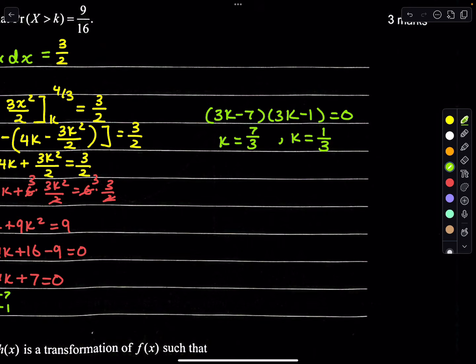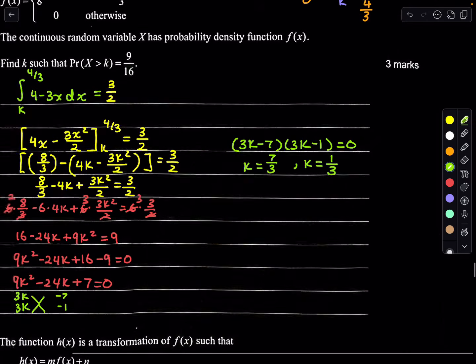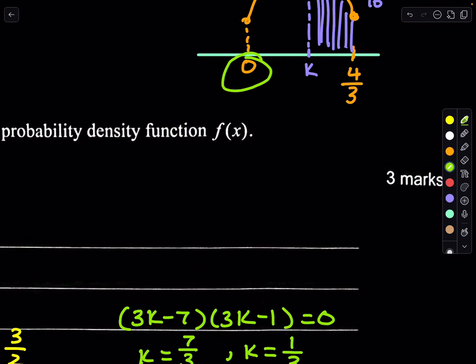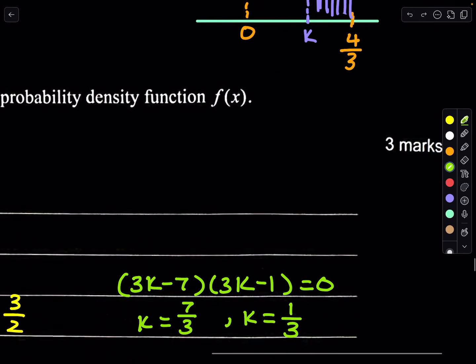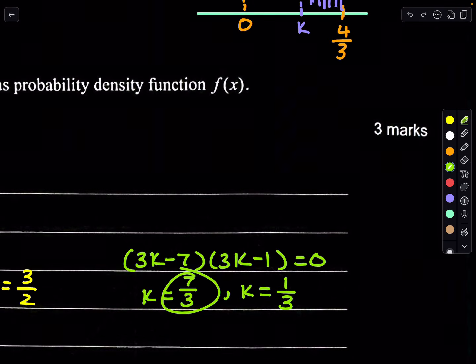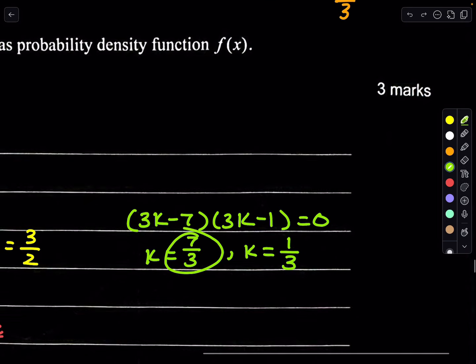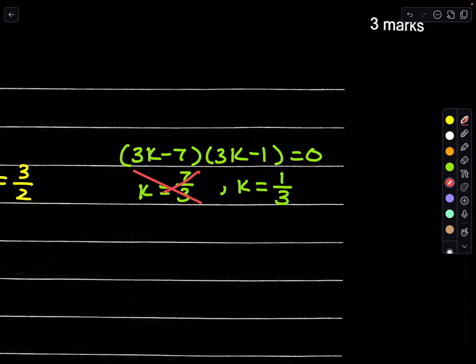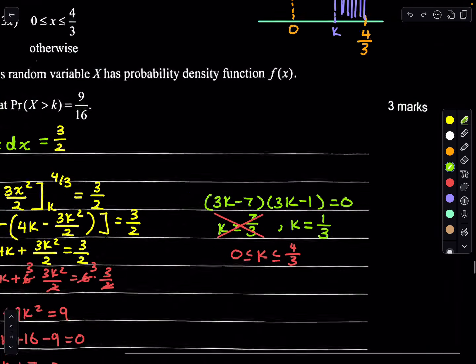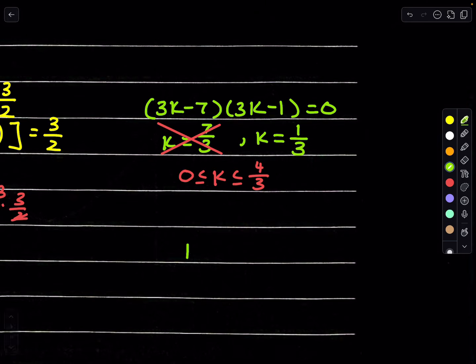Now, be careful. We need to check if they make sense. For example, we know that the k value is between 0 and 4 over 3, like what we said. Well, 7 over 3 is bigger than 4 over 3, yeah? Does that make sense? So this is actually wrong. You decline this one. Because k is between 0 and 4 over 3, your only final answer that's actually realistic is k equals 1 over 3. That's between that, yeah? So you would say your final answer is 1 over 3.